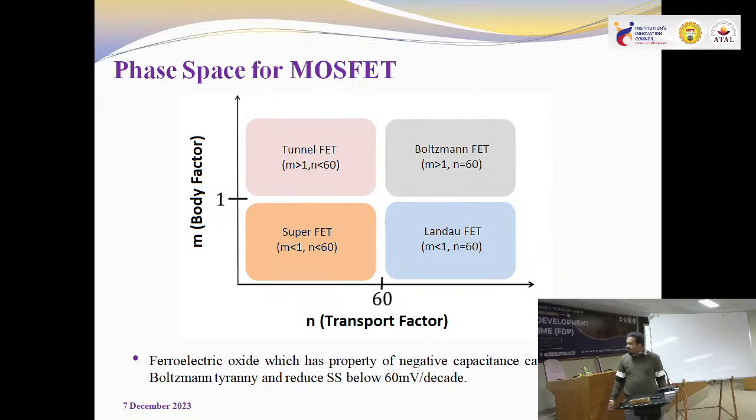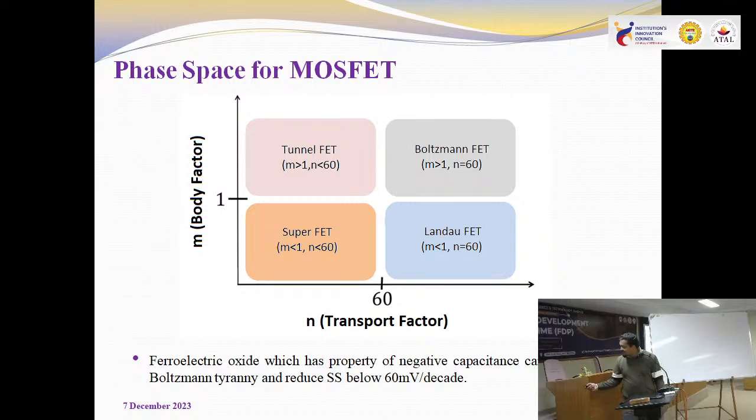Now let's move on to this one, the Boltzmann FET. Now for the Boltzmann FET, I have deliberately kept it here. Now you see, n equals 60 or it can be greater also, and m is greater than 1, because it is 1 plus C depletion by C oxide. So the Boltzmann FET means the conventional MOSFET or SOI or tri-gate, gate all around, all these come in this Boltzmann FET. So here I would not be able to scale my subthreshold swing below 60 millivolt per decade.